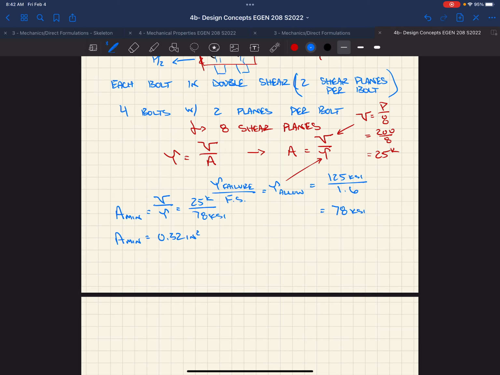Well, we're not quite there yet. This is a minimum area, and they asked us for the minimum diameter. The area of a circle with respect to diameter is pi over 4 d squared, or pi r squared. Set that equal to 0.32 square inches, solve for d, and you get a minimum diameter equal to 0.64 inches. A little over 5/8 of an inch.